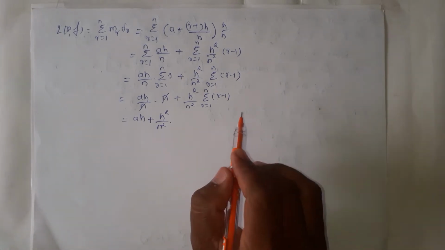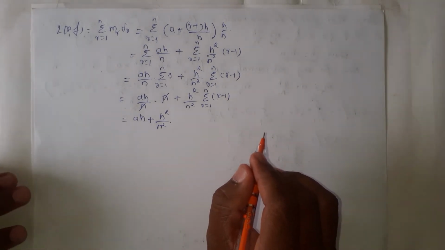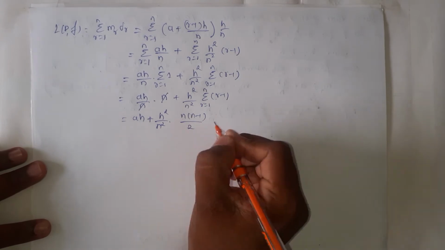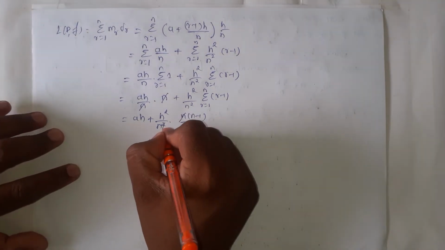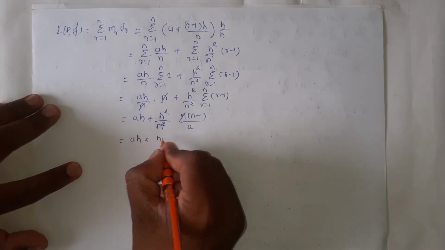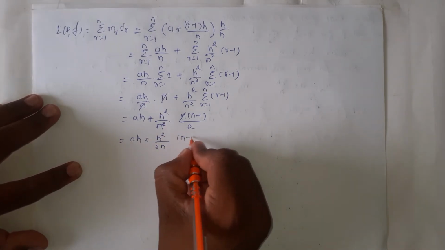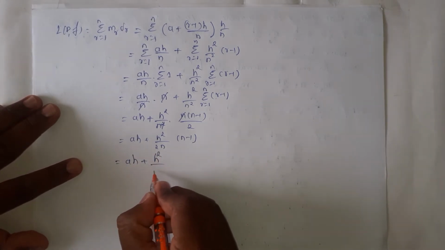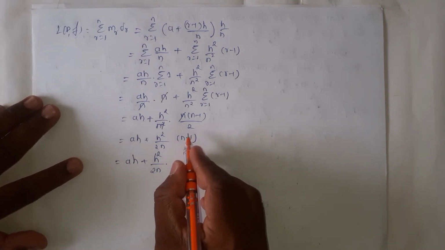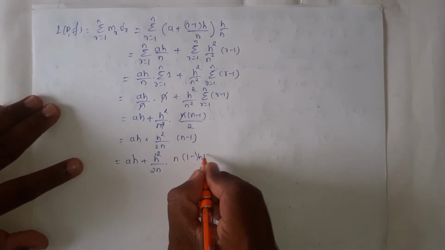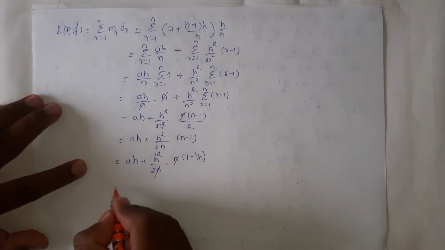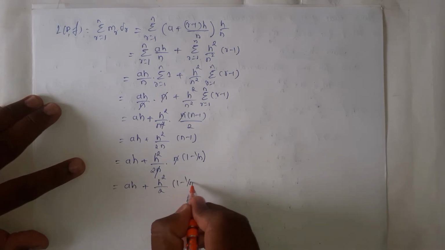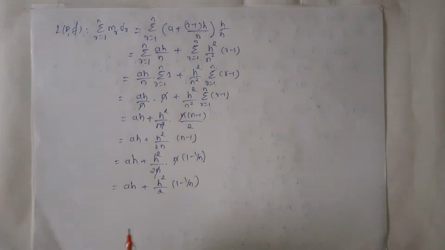That is nothing but the sum of first n minus 1 natural numbers, and its sum is given by n into n minus 1 divided by 2, and here n and n get cancelled, it is a h plus h square divided by 2n, this is n minus 1. Now it is equal to a into h plus h square divided by 2n, here we can take that n common, that is n into 1 minus 1 by n. Again n and n get cancelled, remaining a h plus h square by 2 into 1 minus 1 by n. So therefore this is the LPF.